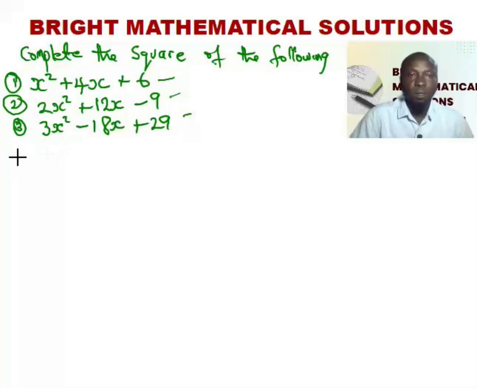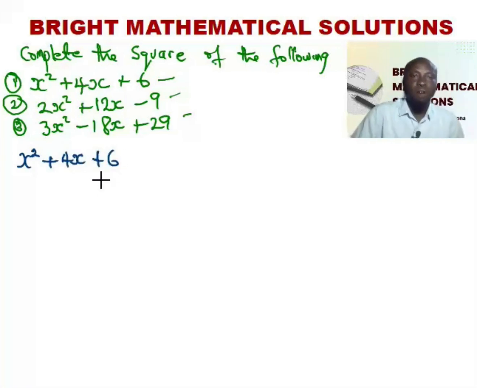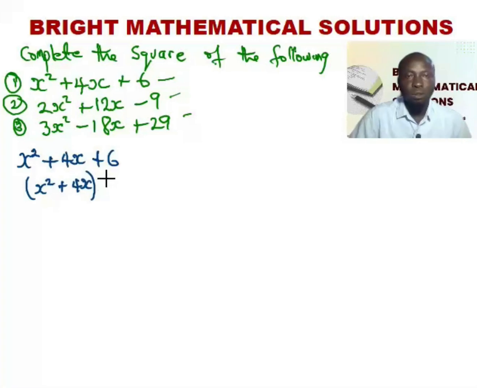Now, the first one, number 1. We have x squared plus 4x plus 6. The first thing you want to do is to separate the one that has x and the one that does not have x. What do I mean? Let us open a bracket. We have x squared plus 4x, close the bracket, plus 6. It is still the same thing.